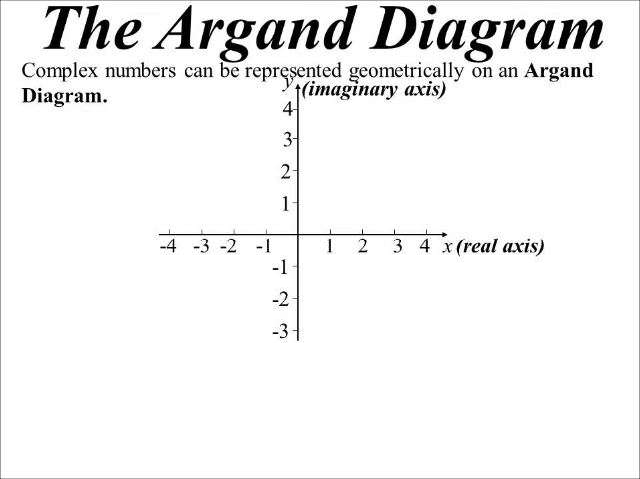Now, we can still get a picture. We can still place them on a diagram. The diagram is called the Argand diagram. Now, interestingly, it looks very familiar. It looks just like the Cartesian number plane, which is quite convenient.